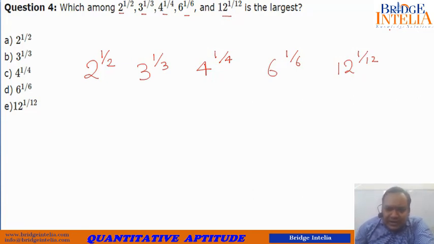So look at these fractions: half, 1 by 3, 1 by 4, 1 by 6 and 1 by 12. Multiply these powers with such a number that the fraction is gone, or the power converts into a complete integer. How can you do that? You take the LCM of these numbers: 2, 3, 4, 6 and 12. So what is the LCM of 2, 3, 4, 6 and 12?